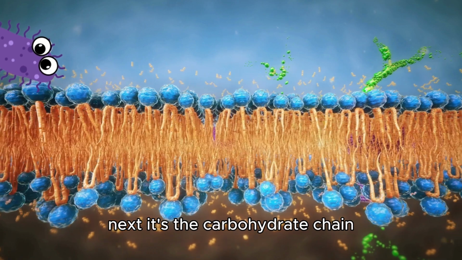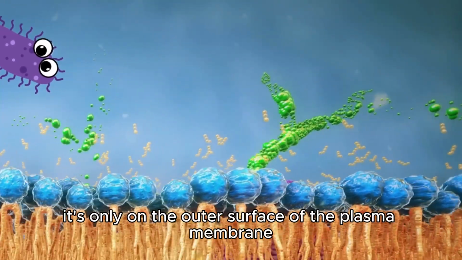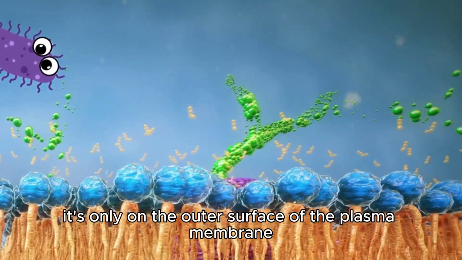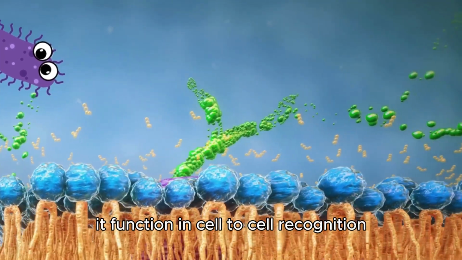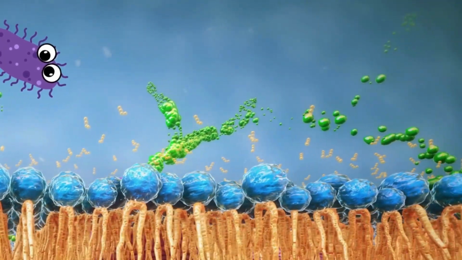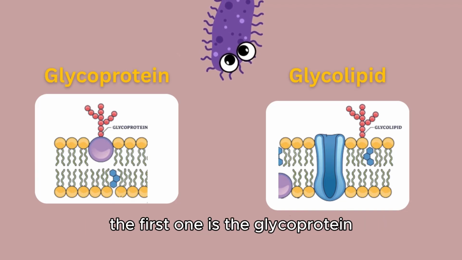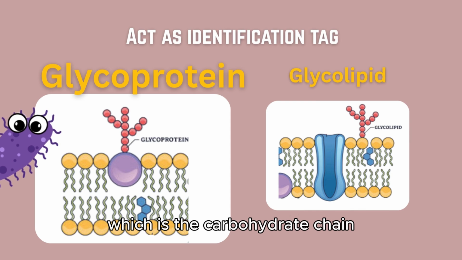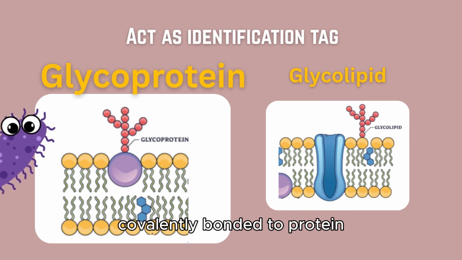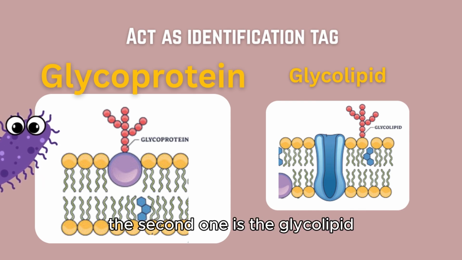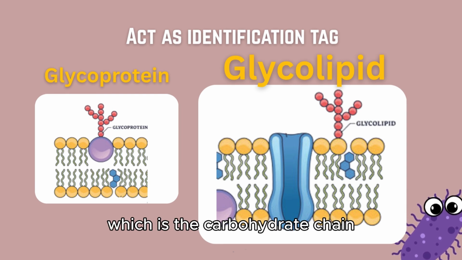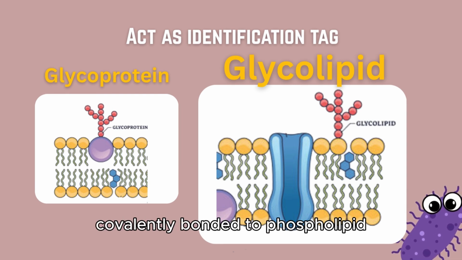Next, it's the carbohydrate chain. It's only on the outer surface of the plasma membrane. It functions in cell-to-cell recognition. There are two types of carbohydrate chain. The first one is the glycoprotein, which is the carbohydrate chain covalently bonded to protein. The second one is the glycolipid, which is the carbohydrate chain covalently bonded to phospholipid.